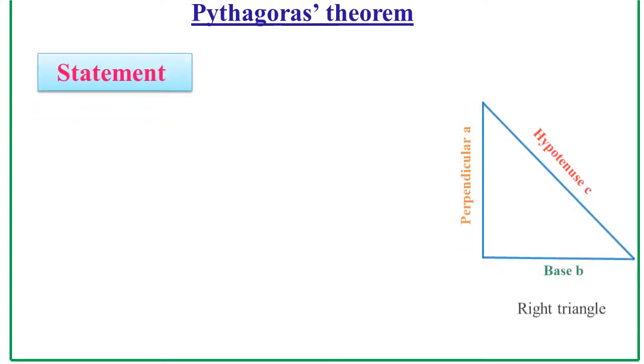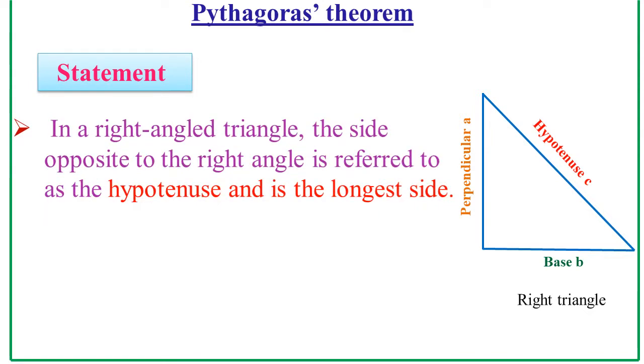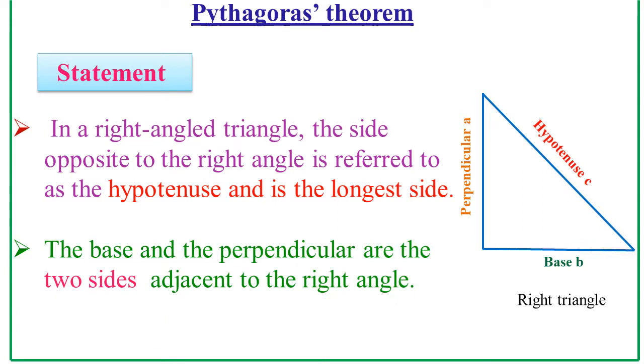Let's see the statement. Look at the figure. This is one example of Pythagoras theorem. In a right angle triangle, the side opposite to the right angle is referred to as the hypotenuse and is the longest side. The base and the perpendicular are the two sides adjacent to the right angle. Base B, perpendicular A, hypotenuse C.